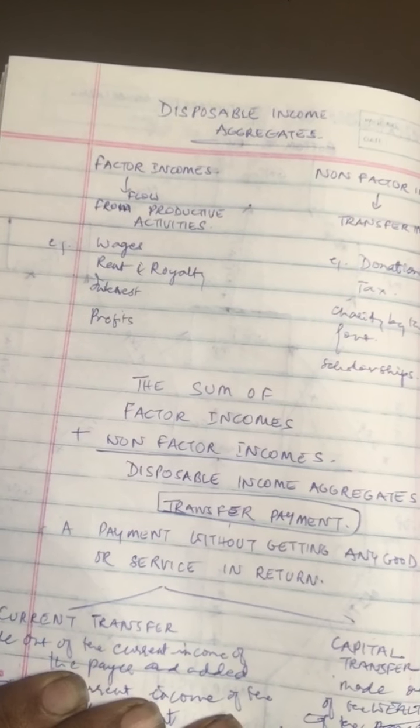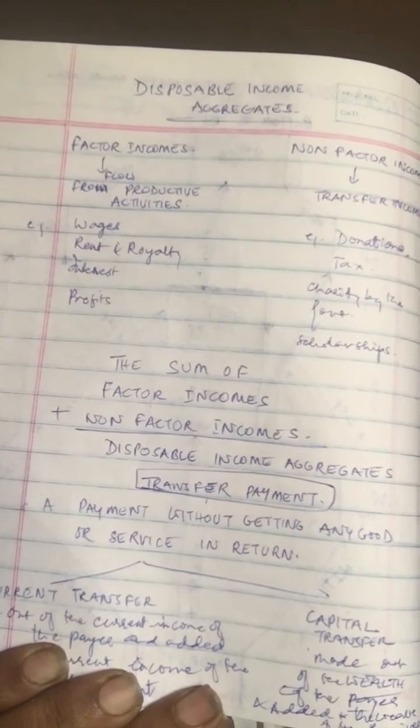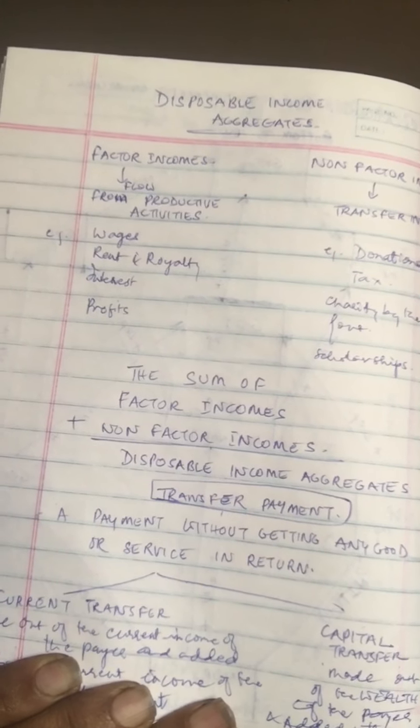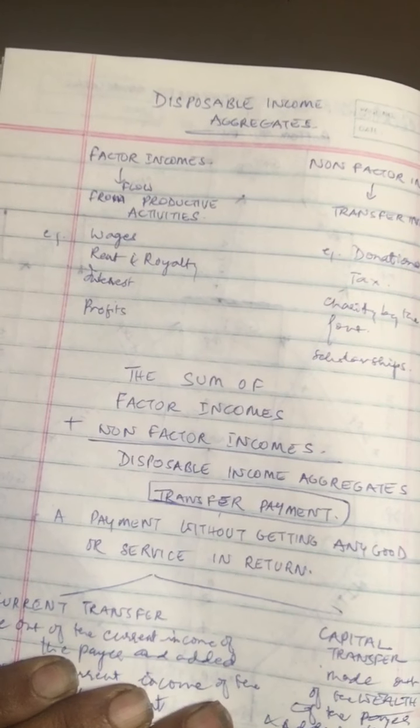But just to remember once again that while making estimates of national income, we don't consider current as well as capital transfers, none of these. But when we are doing disposable income, only current transfers are considered while estimating the disposable income.